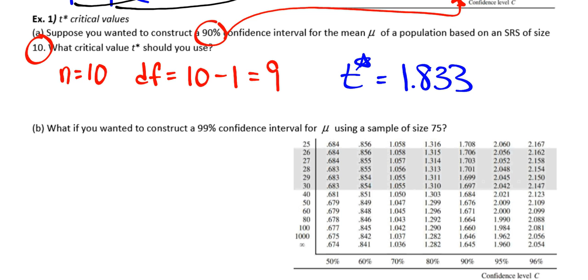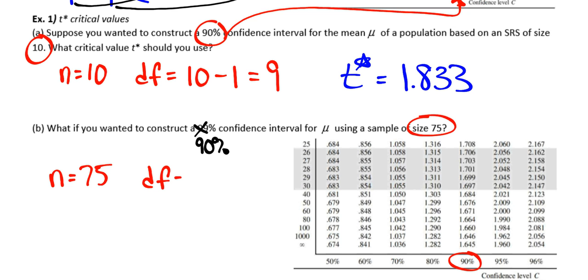Part B of this example says 99%, but let's change that to 90 because the table that I took a screenshot of here, I didn't include the 99%. So let's just use the 90%. That puts us in this column, and our sample size is 75. So if we do n of 75, subtract 1, we get a degree of freedom of 74, and we are somewhere between 60 and 80. So that's going to give us these two t-scores, 0.671 and 1.664. Now, if this is the case, you need to go conservative here.